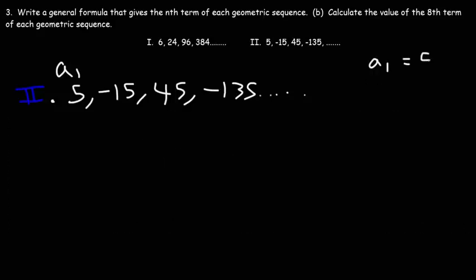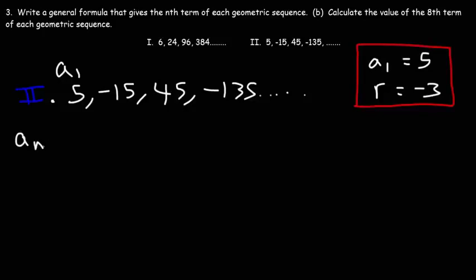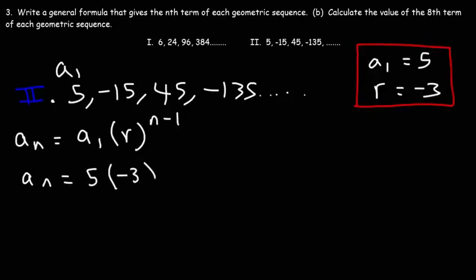So the value of the first term is 5, R is negative 3. So now let's go ahead and write a general formula that gives us the nth term. So a sub n is going to be a sub 1 times r raised to the n minus 1. The first term is 5, r is negative 3. So this right here is the answer for part A.